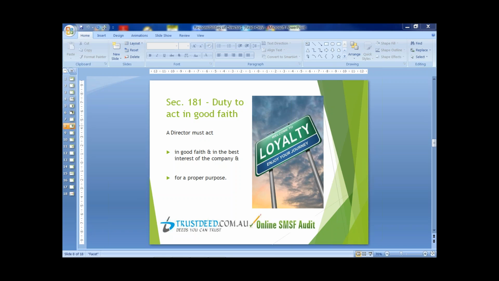So what is improper purpose? Improper purpose is an act of director which is outside the scope of his powers granted by the company's constitution or by laws. So both the criteria of good faith and proper purpose are required to be met to escape the breach of duty under this section.